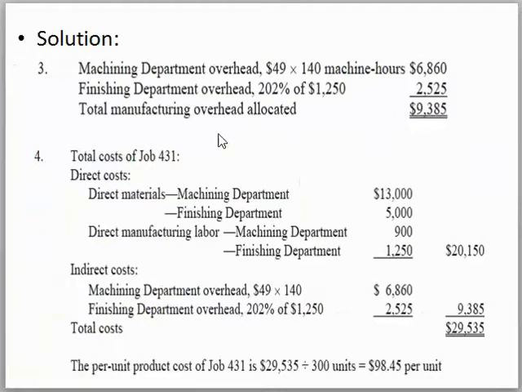Here is the answer. Machining department overhead $49 multiplied by 140 machine hours to get $6,160, and finishing department overhead 202% multiplied by 1,250, we will get 2,525. Adding both numbers to get total manufacturing overhead allocated $9,385.